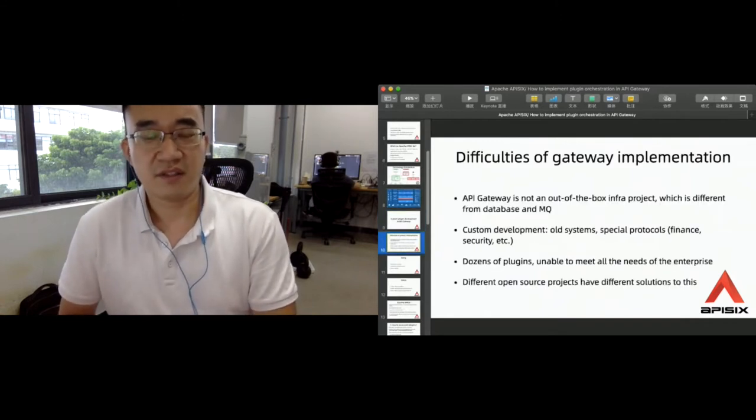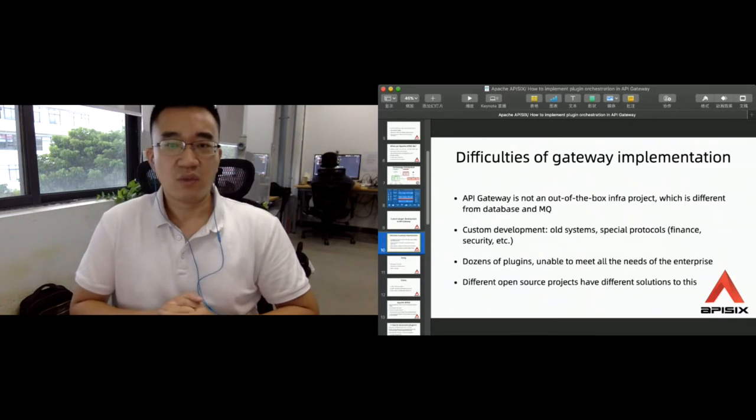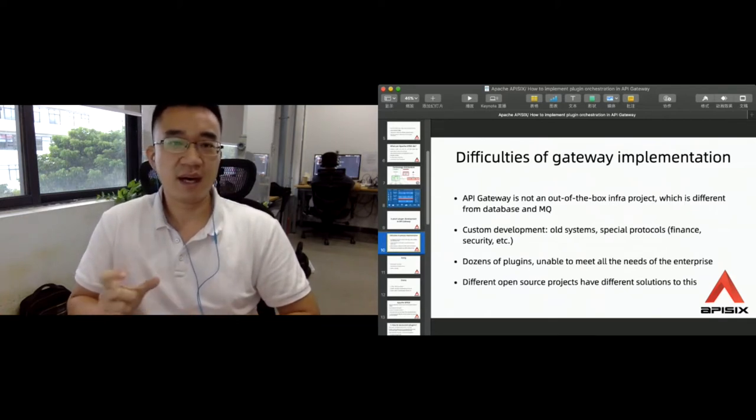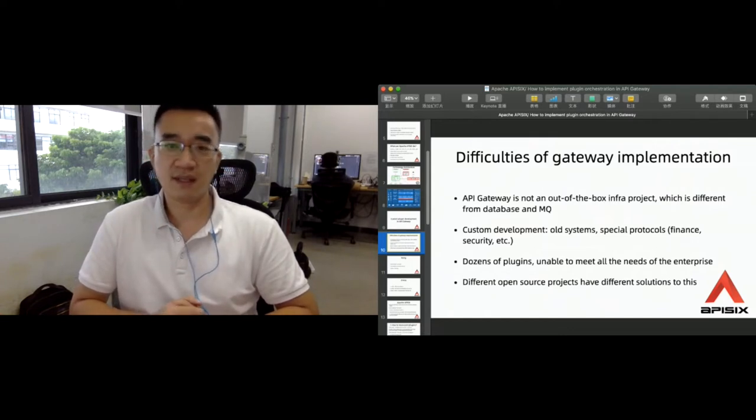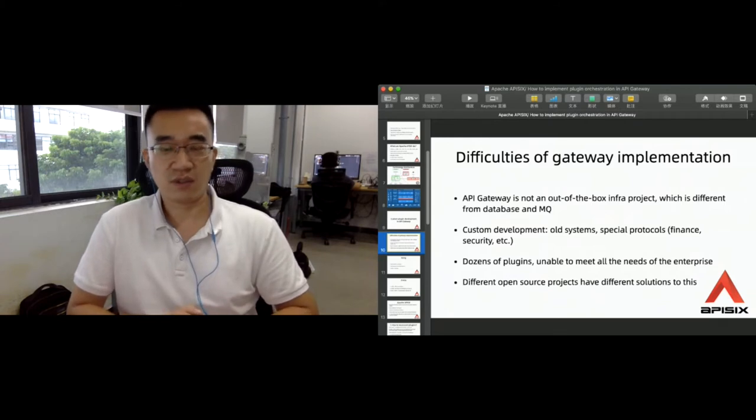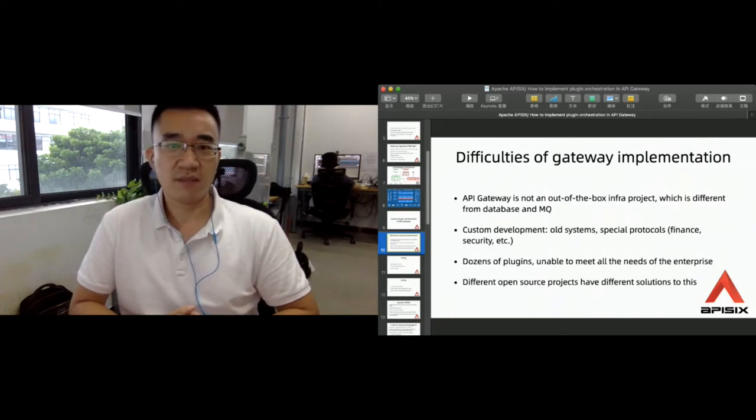Custom development is a very important point when we use open source API gateways, and it has a high bar. The gateway is not software that can be used out of the box. This is different from databases and message queues. MQ and databases can be used directly after we install them on our machine, but the API gateway is not. This is because with a gateway, more or less custom development is required.